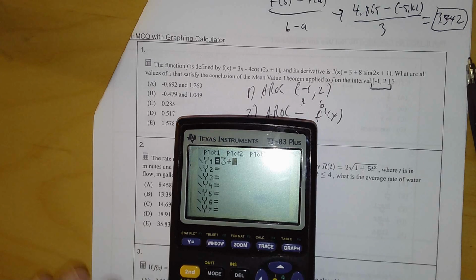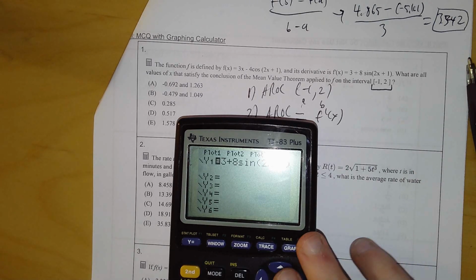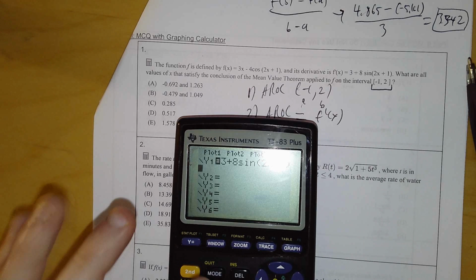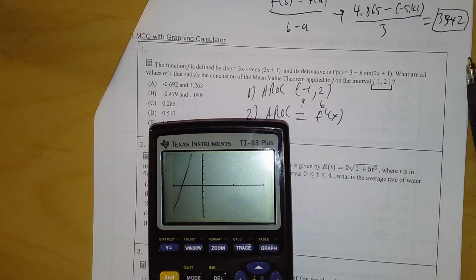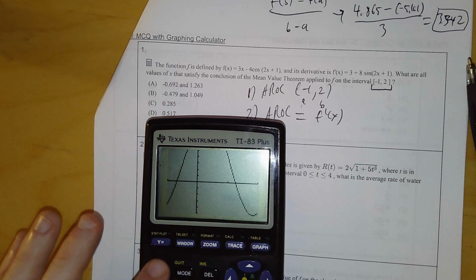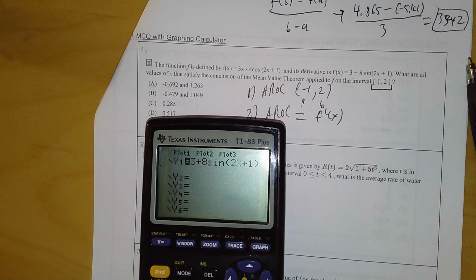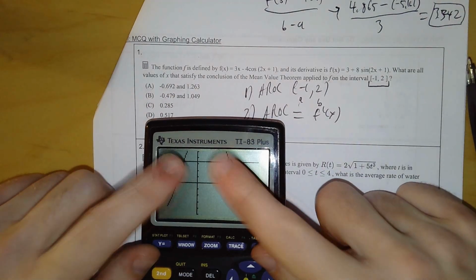3 plus 8 sine 2x plus 1. Set the window pretty nicely, so make sure it's -1 to 2, and then let's set this kind of nicely too from like -5 to 5, and we'll have a look. And okay, I also need to graph my average rate of change, which was 3.342. Let's graph that, and we need these two intersection points, so let's do that.